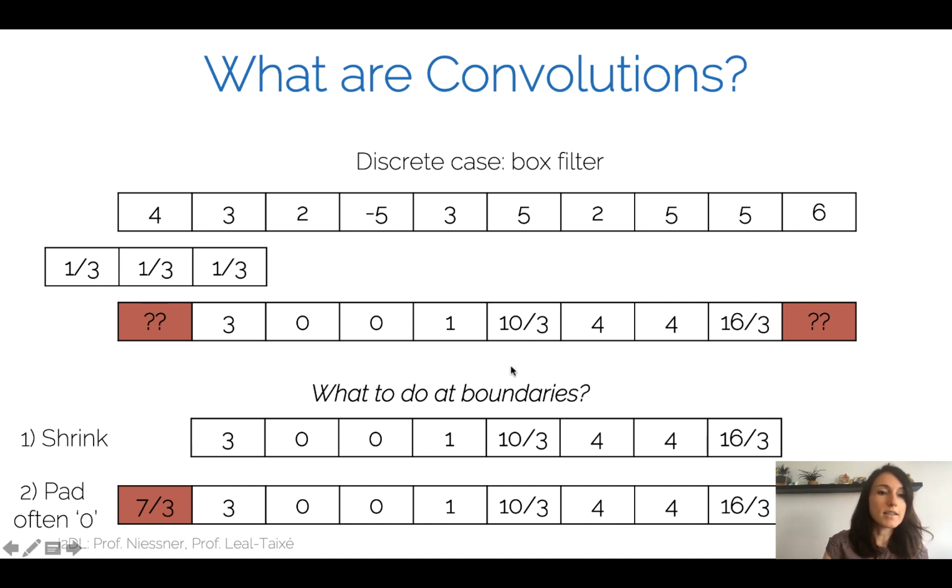As we can see here, in this case, there is one value missing that we need to decide in order to have a full-sized output. So at boundaries, we have two choices. We can either shrink the output every time we apply the convolution, or we can pad the original signal with 0 so that we can keep the size of the input also in the output signal.